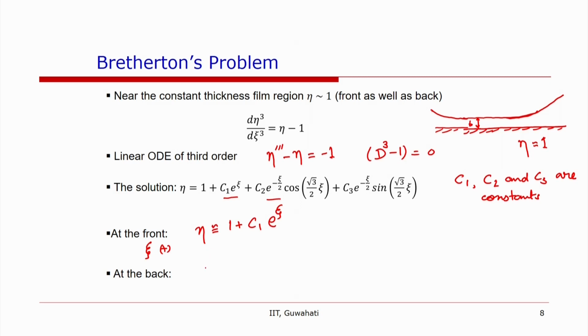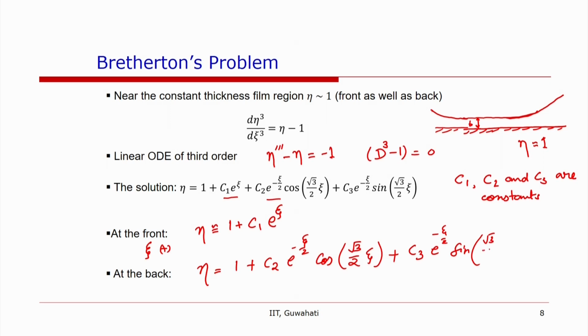And at the back, the solution that will be valid is eta is equal to 1 plus c2 e to the power minus psi by 2 cos root 3 by 2 psi plus c3 e to the power minus psi by 2 sine root 3 by 2 psi.